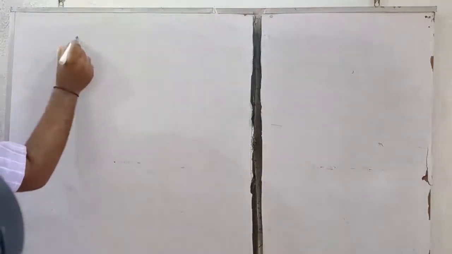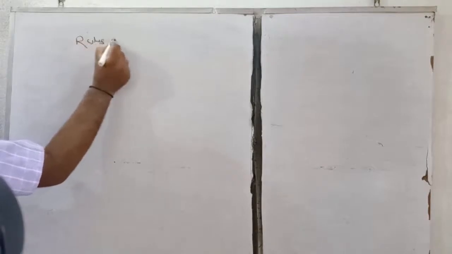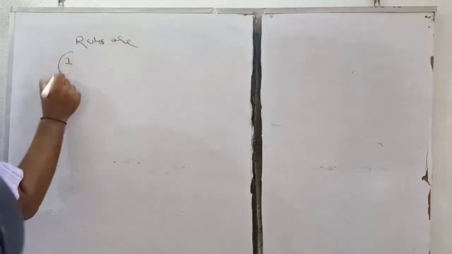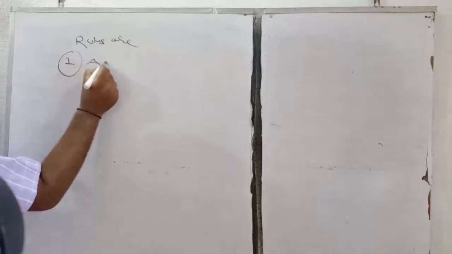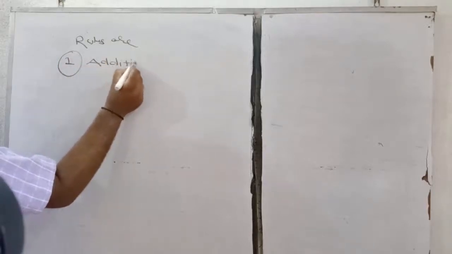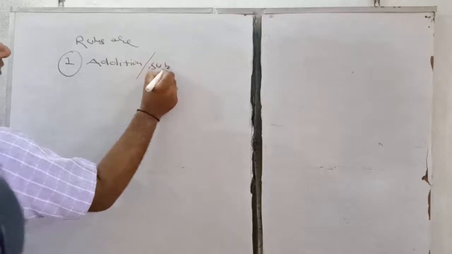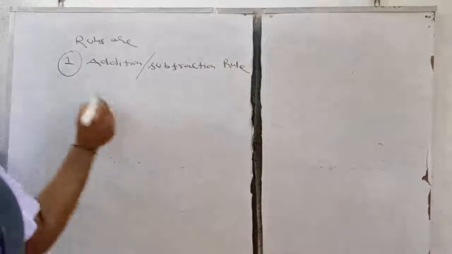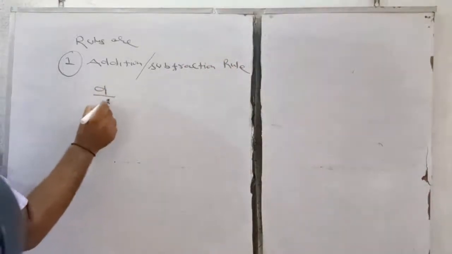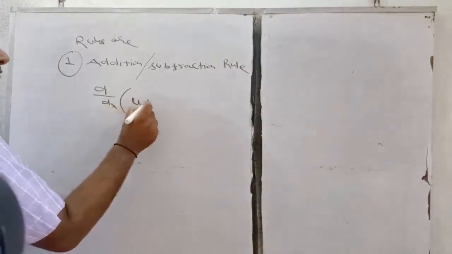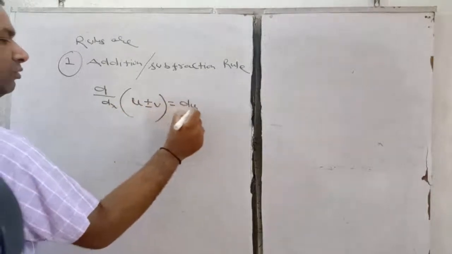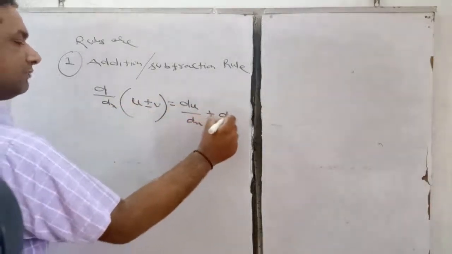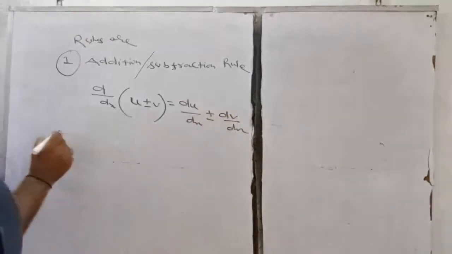Now, rules of differentiation. What are the various rules of differentiation? The rules are: first, the addition subtraction rule, like d by dx of u plus minus v is equal to du by dx plus minus dv by dx.